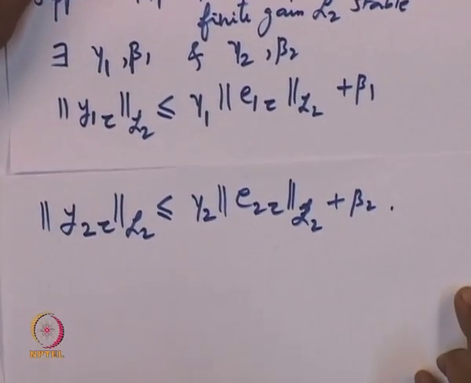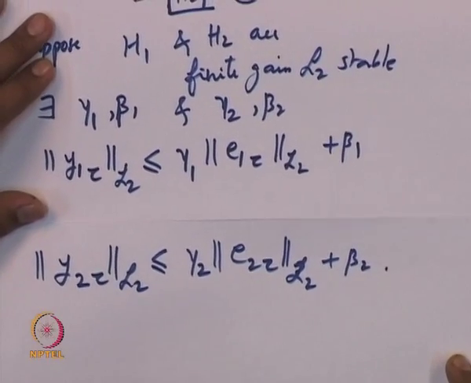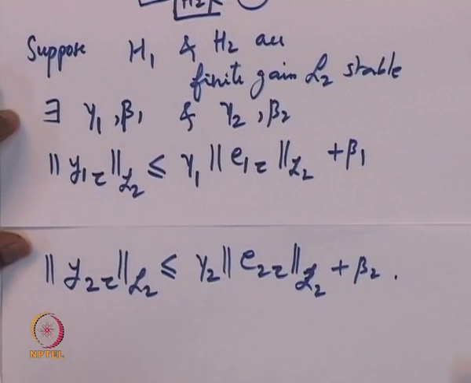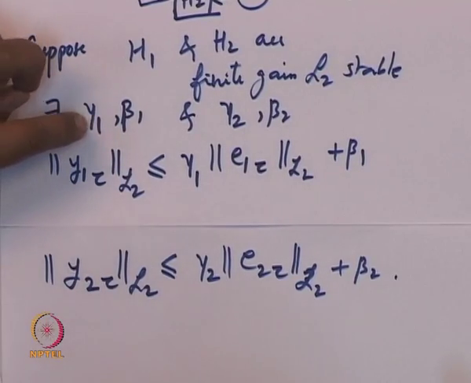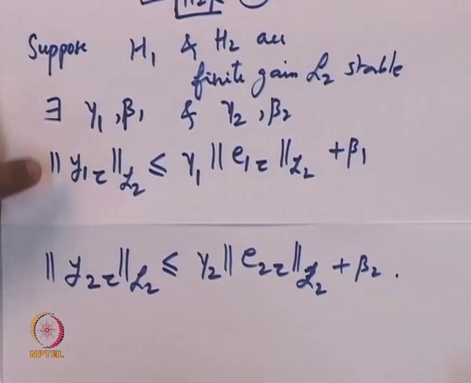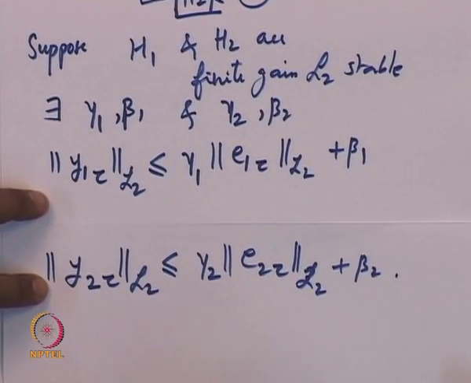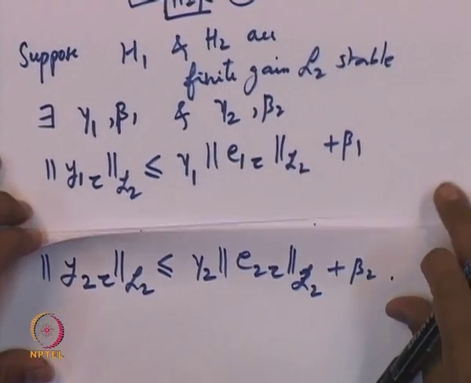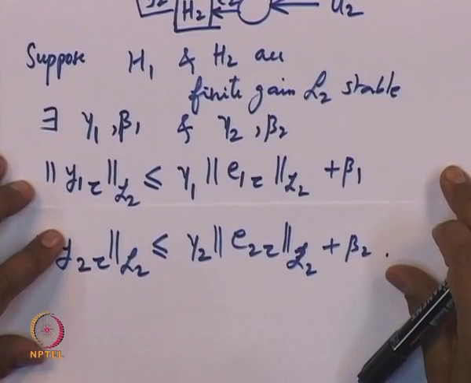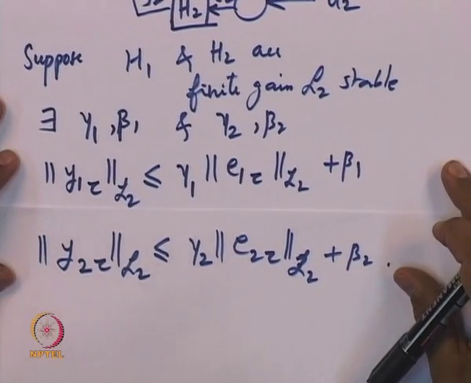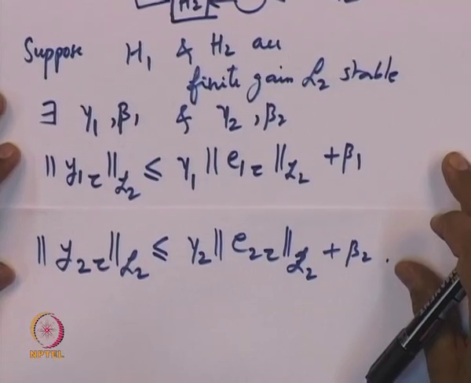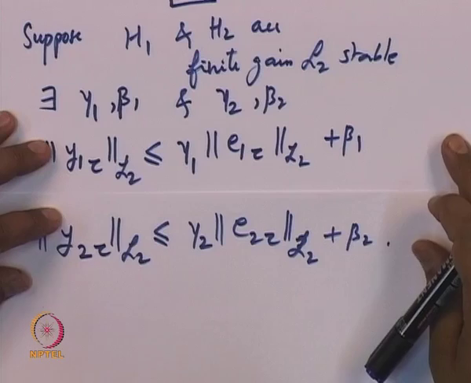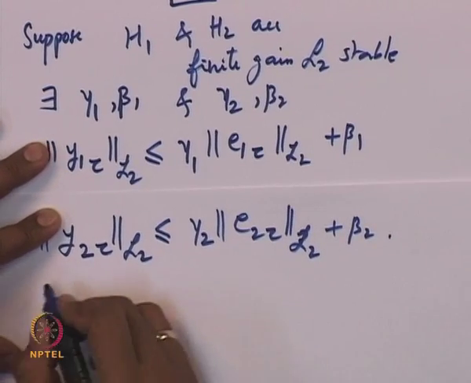For that sufficient condition, we have assumed that both h1, h2 are finite gain L2 stable. To say that h1, h2 are finite gain L2 stable is that there exist gamma 1, beta 1, gamma 2, beta 2, such that these two inequalities are satisfied. We are seeing an example, one sufficient condition for the feedback interconnection to be stable. Of course, the feedback interconnection can be stable when several other conditions are also satisfied, not necessarily this. This is just an example of one sufficient condition.